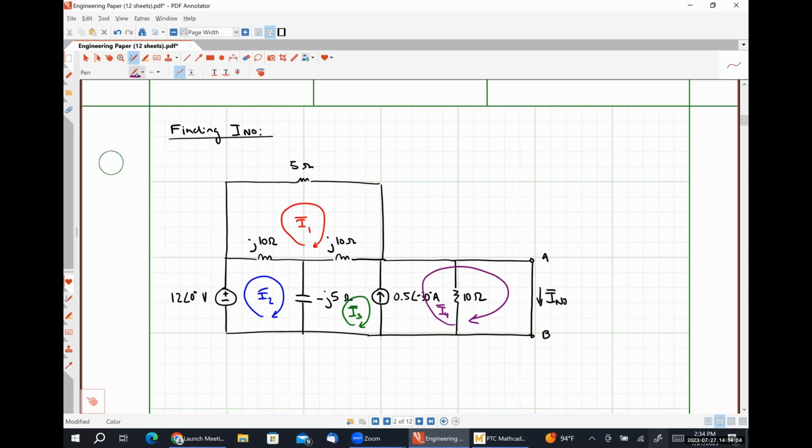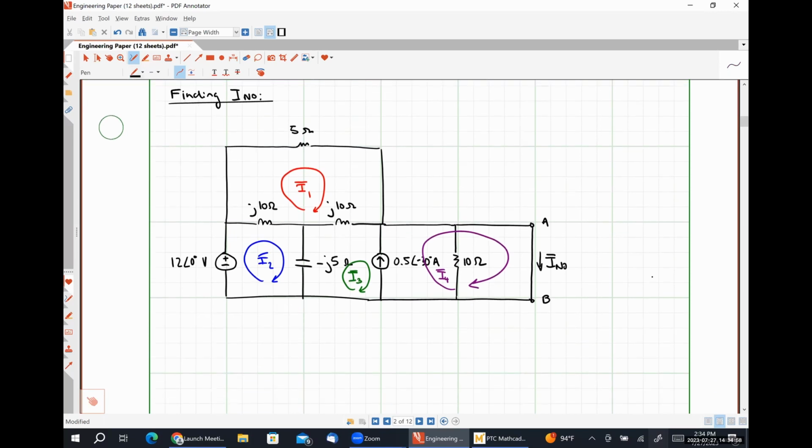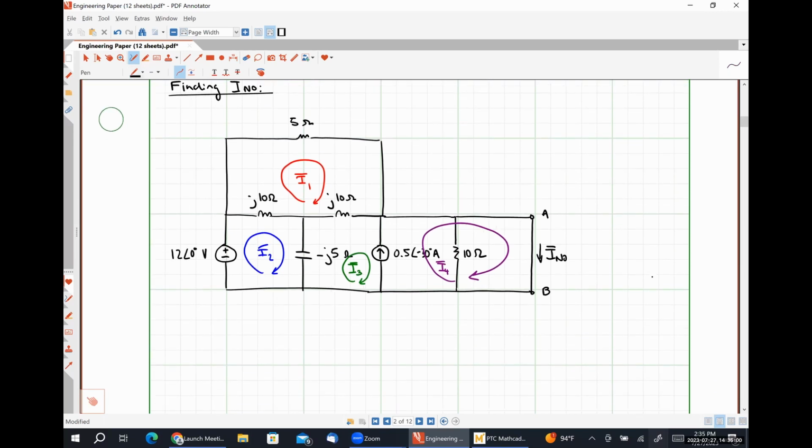All right, so I have a current source, so I'm going to have a current relationship equation. That's going to look like 0.5 with an angle of negative 30 degrees amps will be equal to I4 minus I3.